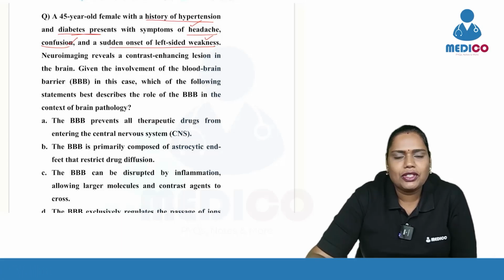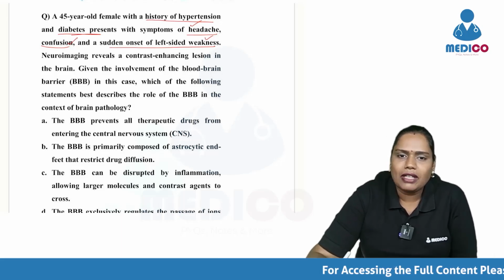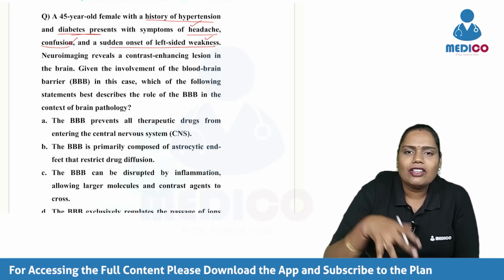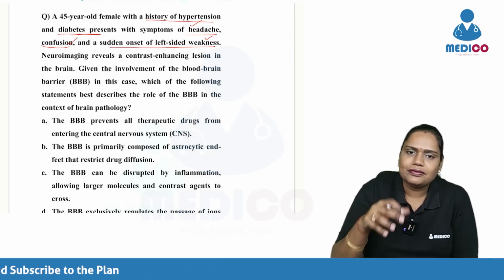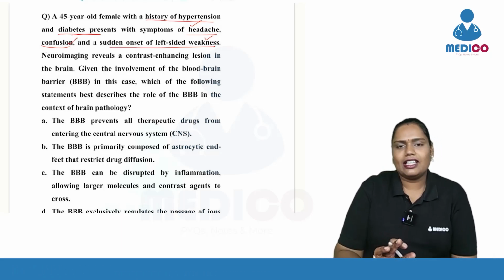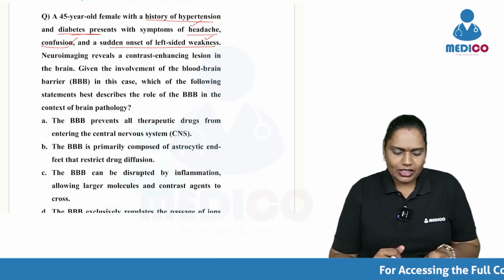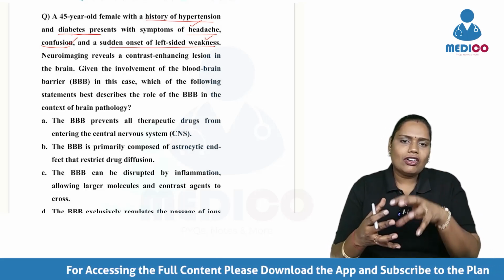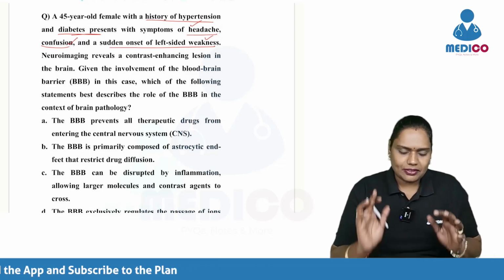In the region of the tumor, or where an inflammation or infection is going on, all this will cause disruption of the blood brain barrier. So when the blood brain barrier is disrupted, what is going to happen? You are giving a contrast. The dye will be taken up by that disrupted area. Easily the contrast is going to enter there. That is why they do neuroimaging. When they see a contrast enhancing lesion, it means the contrast is taken up by that lesion. Why? Because the blood brain barrier is damaged.